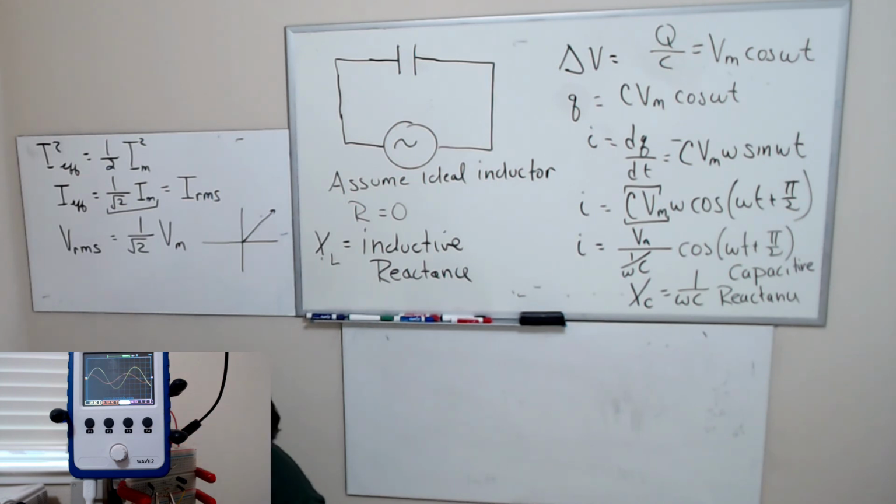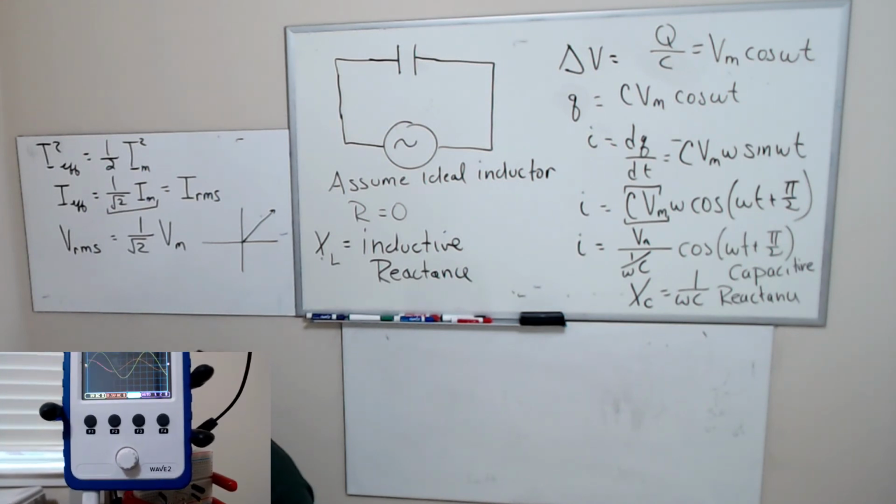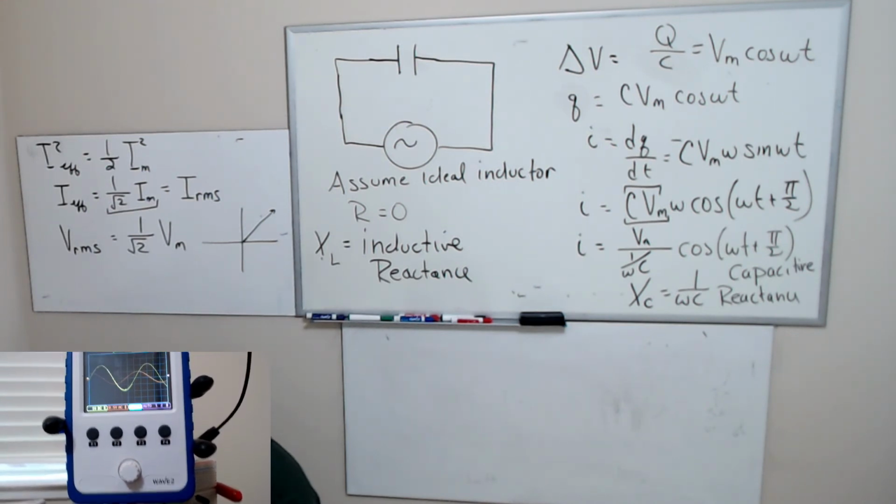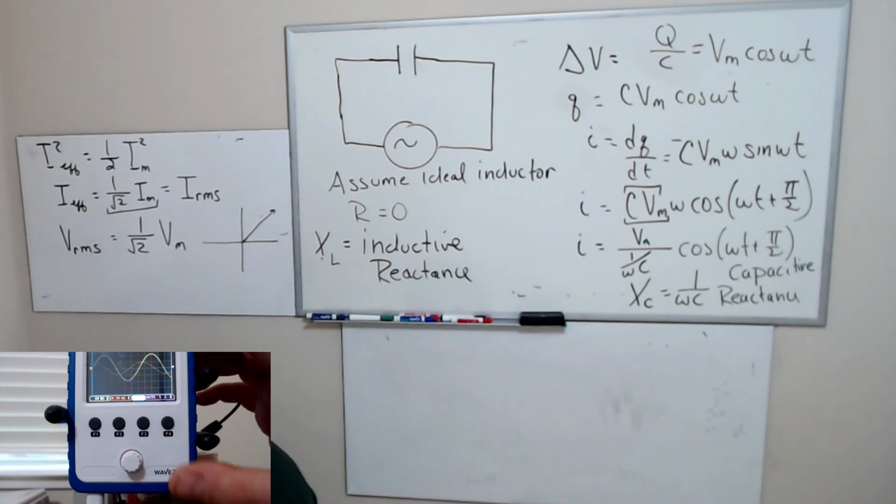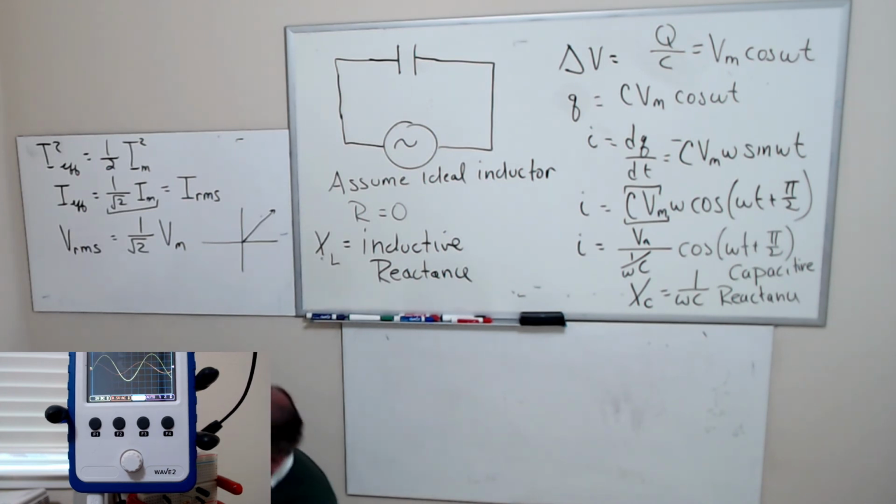So the yellow signal is the power supply voltage. You all see that? I could bring this closer. And the orange signal is the voltage across the capacitor. Do you see they're 90 degrees out of phase?